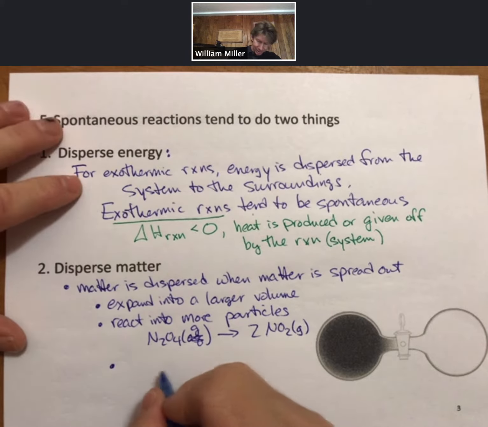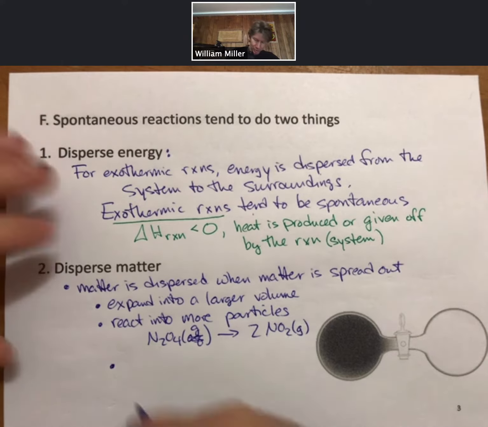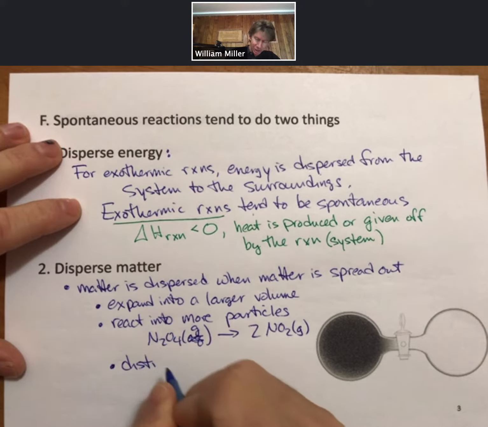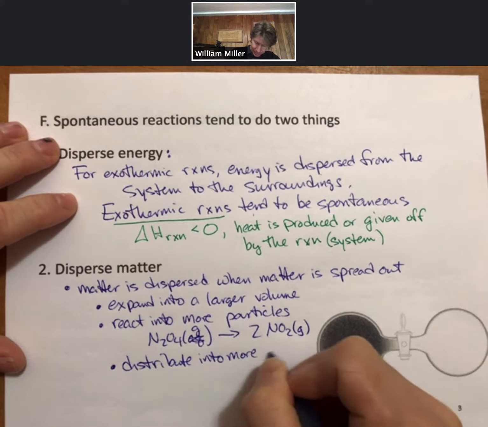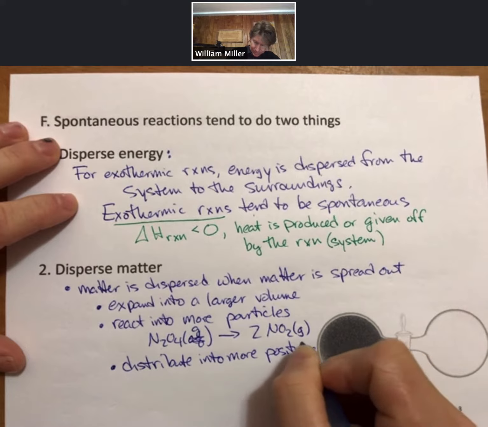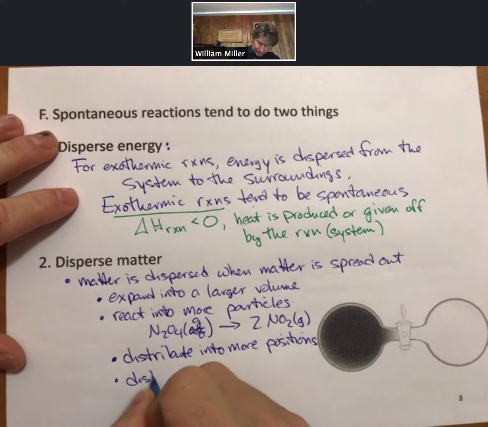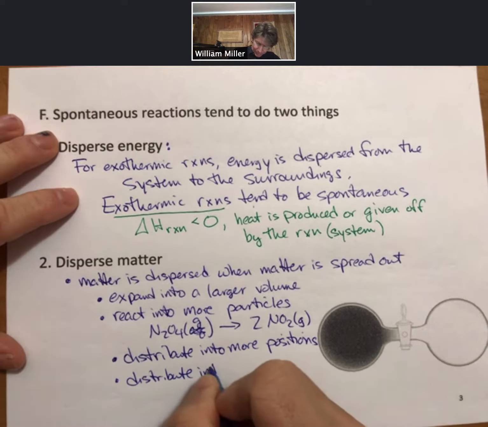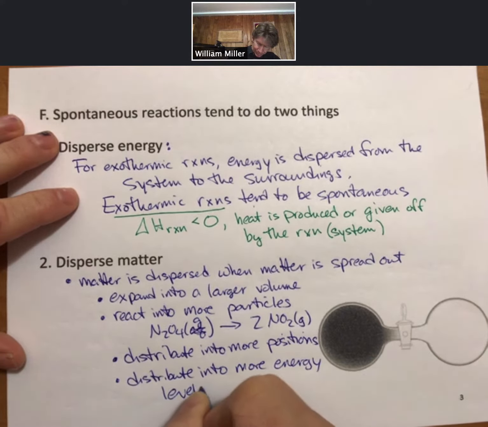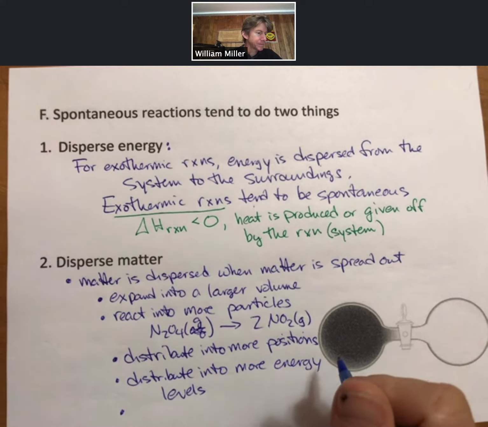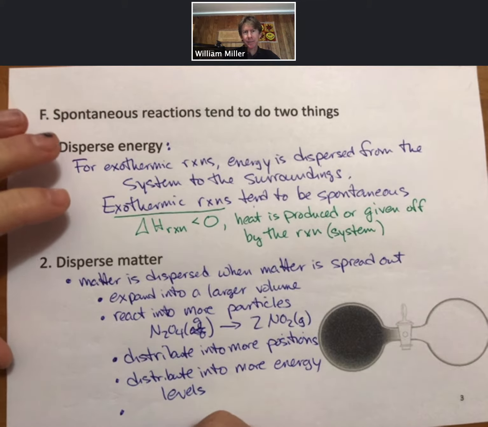Another way is it can expand, or it can distribute into more positions. And it can distribute into more energy levels. And dispersal of matter is measured by entropy.